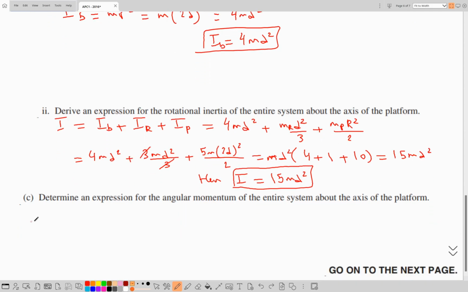Now the angular momentum for a rigid body is given by L is equal to I omega. Omega, we're going to keep the same because it's an allowed physical quantity. I would be replaced by 15 md square, and that would be multiplied by omega. Then the expression of the angular momentum of the entire system is given by 15 md square multiplied by omega, and this requires no law. It's just the definition.